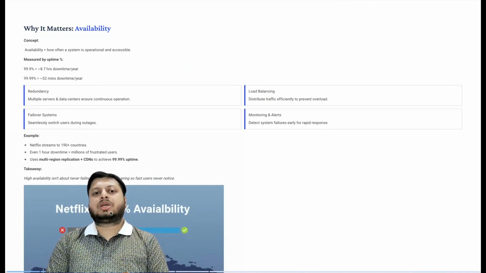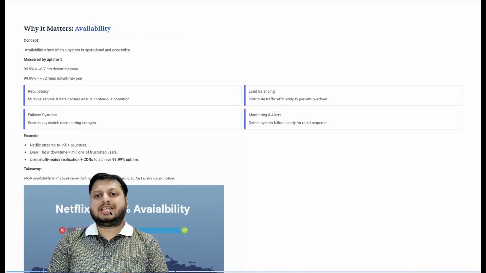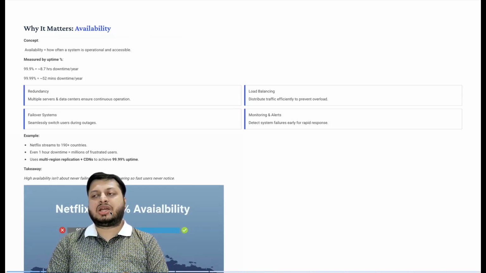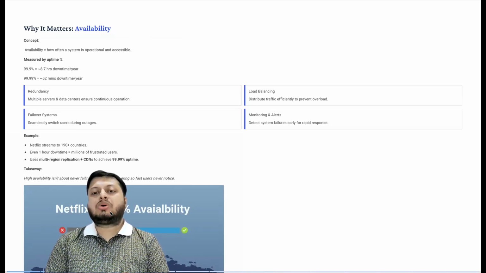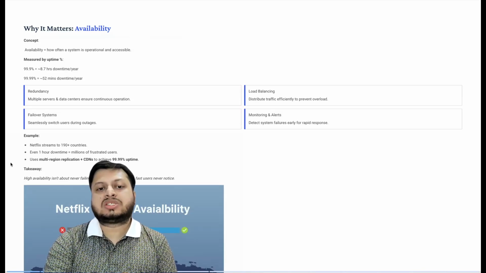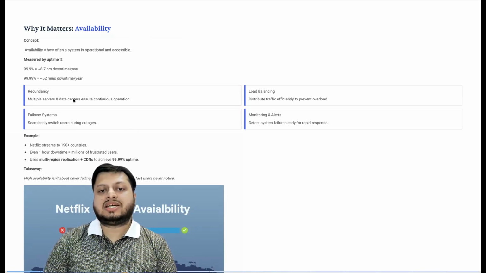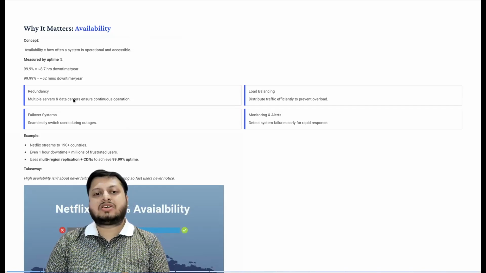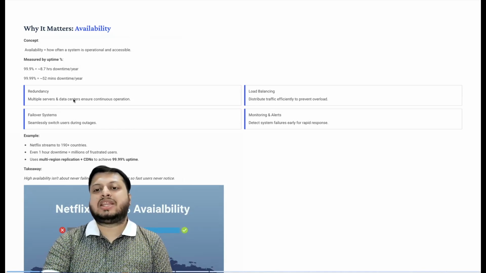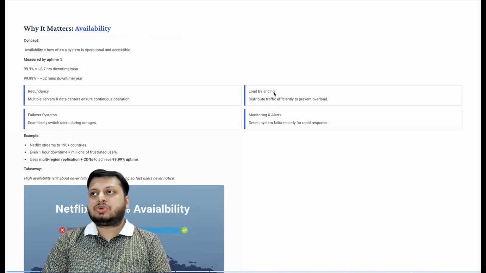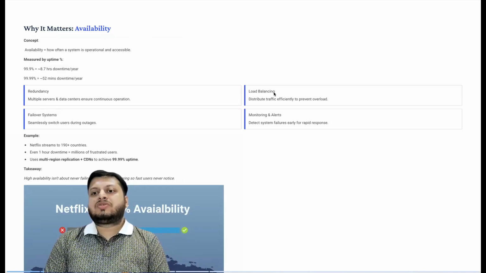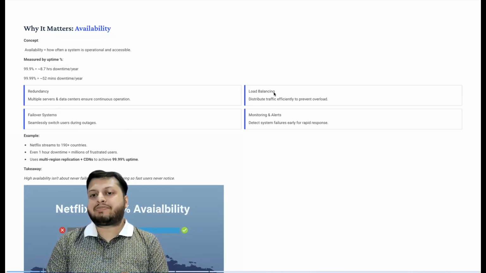As you can see, Netflix, one of the most popular OTT platforms, which millions, billions of people use on a daily basis, assures 99.99% availability. So how do they do that? It's by following some principles. Redundancy: they have multiple servers and multiple data centers to ensure continuous operation. Next is load balancing. They distribute traffic evenly to their servers so that no overload happens.